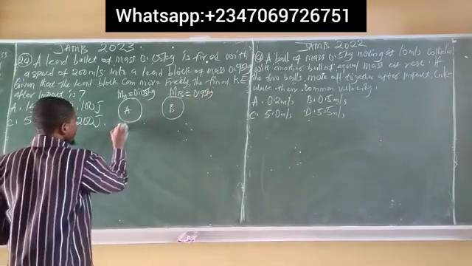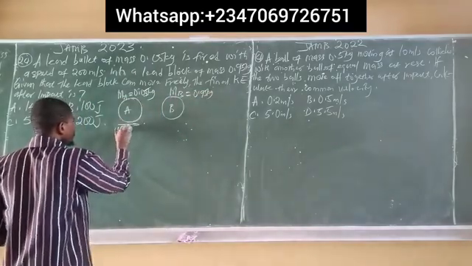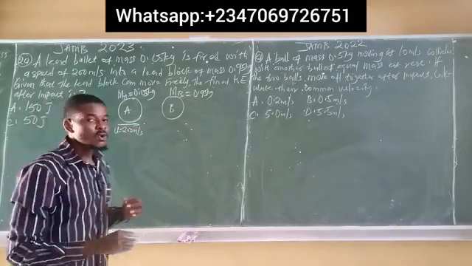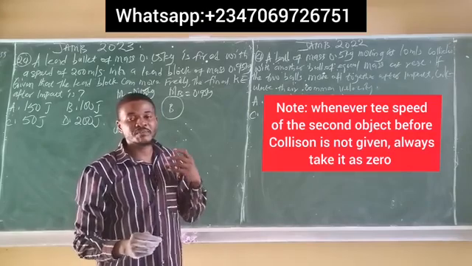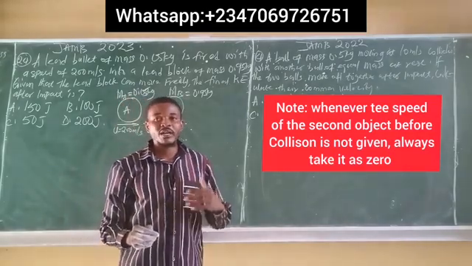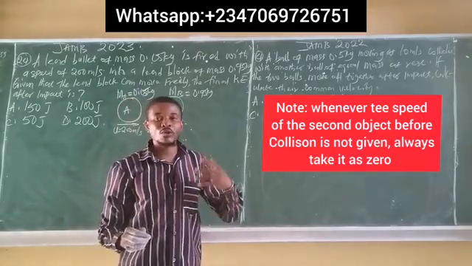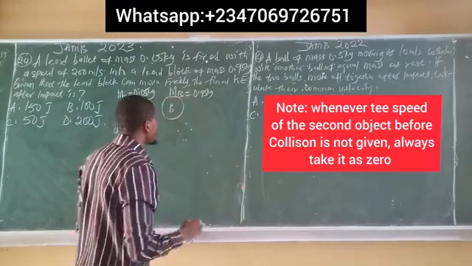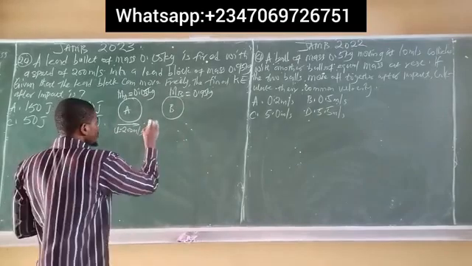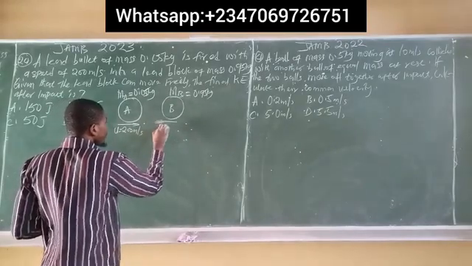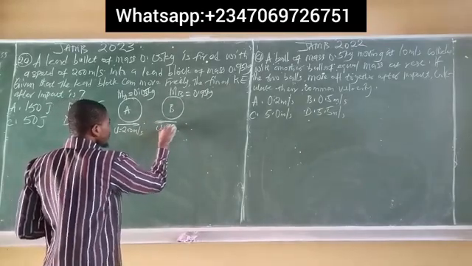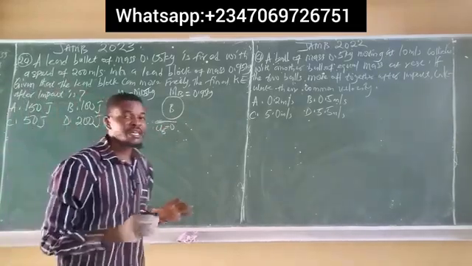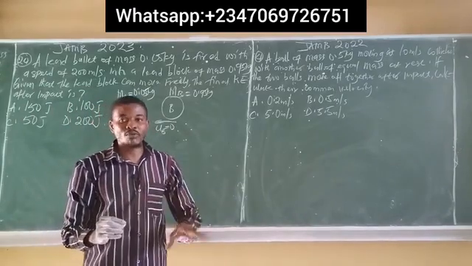Now, the bullet is moving with a speed u is equal to 200 meters per second. So take note, whenever the speed of the second object is not given before collision, automatically its speed is 0. So since the speed of object B is not given before collision, it means that the initial speed of this object, u_B, is equal to 0. So that simply tells you that this particular object B is at rest and it is not moving.